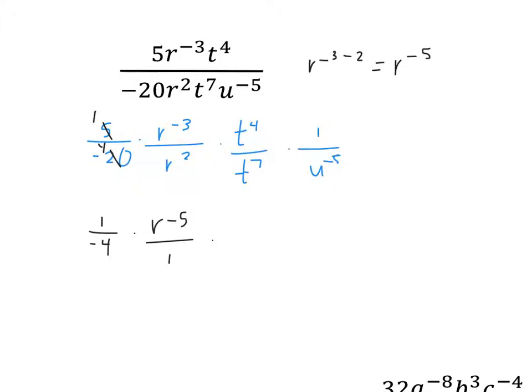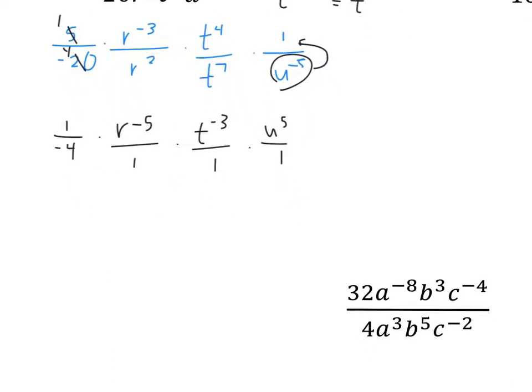Now t to the fourth over t to the seventh, so t to the 4 minus 7 is t to the negative third. Again, I know I'll have to flip that eventually. And then I have 1 over u to the negative fifth, and I'm going to flip that right now because I have nothing else in the numerator, so I want to make that positive. So u to the fifth over 1. And now I'll do a little bit more simplifying.